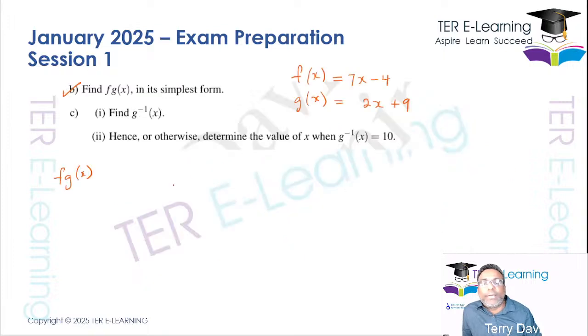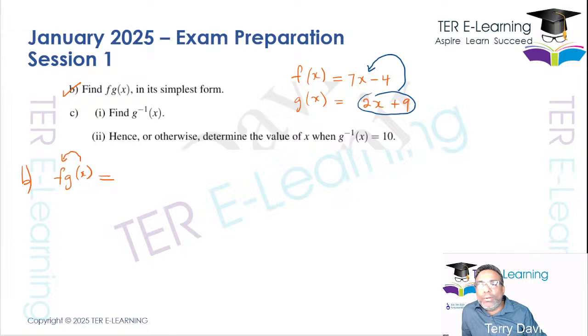So 2x plus 9. Okay, so you want to work out fg of x. Now, again, this is a composite function, so this is part B here. We're going to take g and substitute that into f. Some people have a little trouble visualizing this, but all we're doing here is taking all of g and substituting it into f.